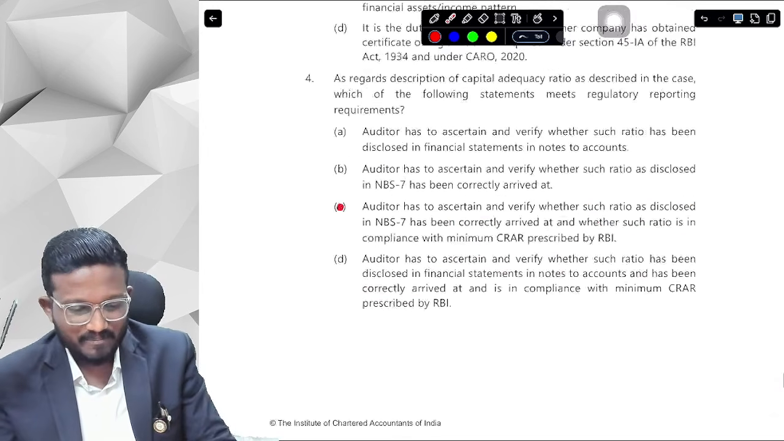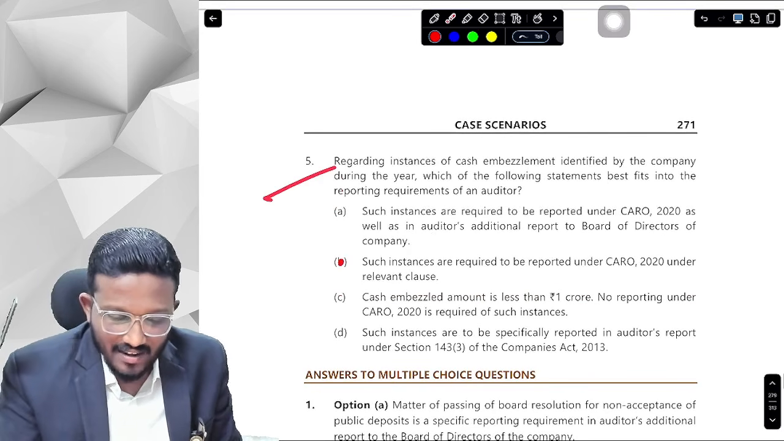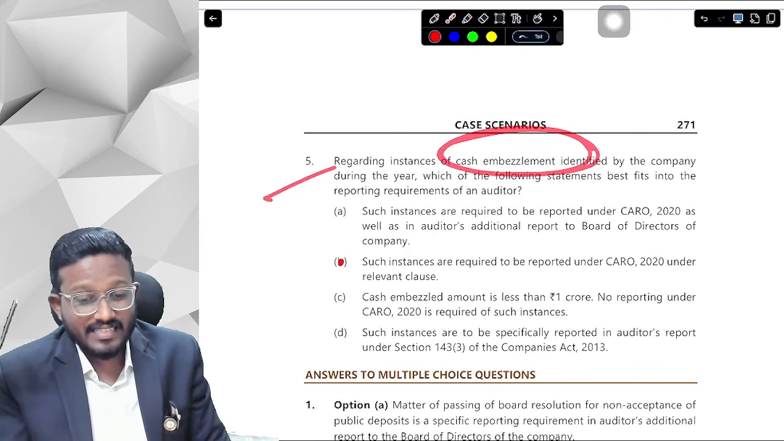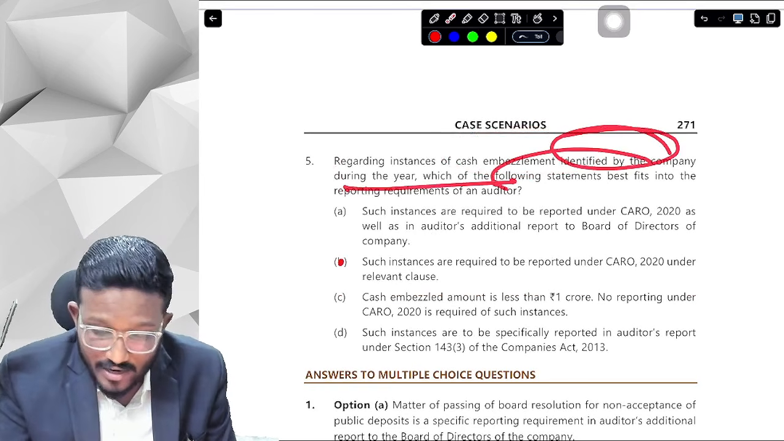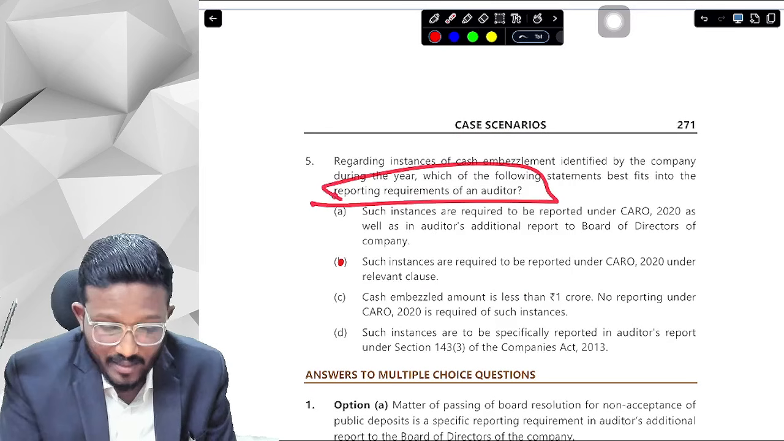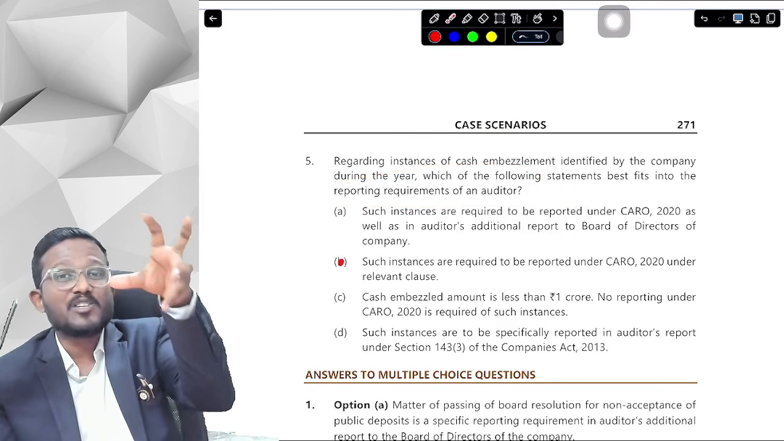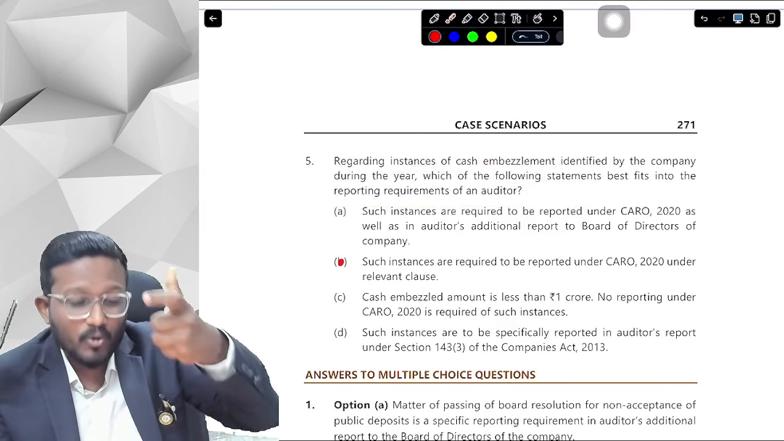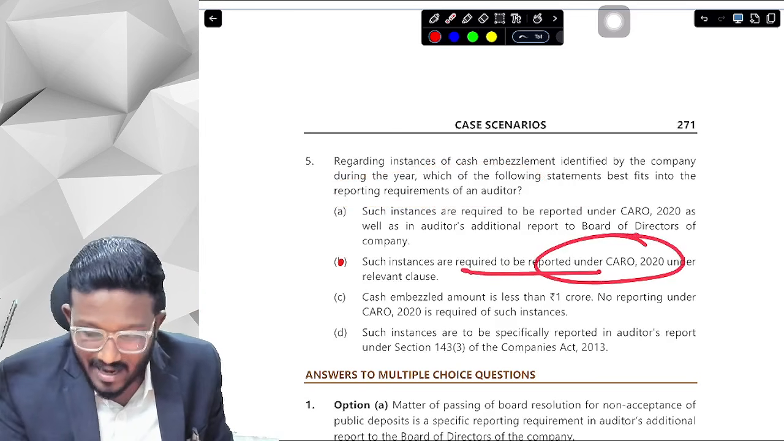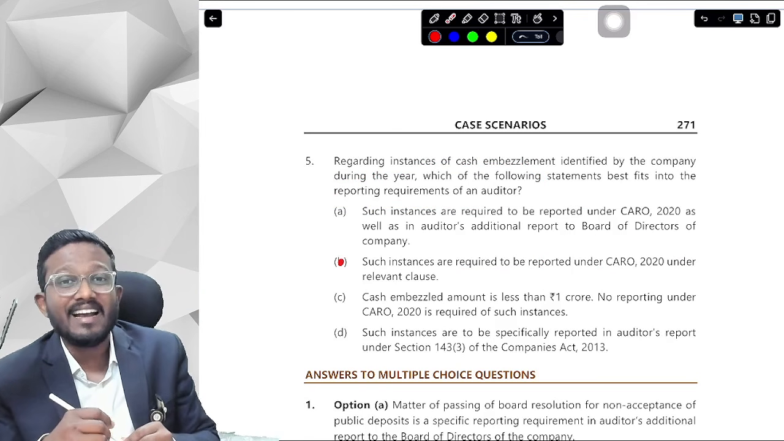Okay, yes sir. Next, the fifth question is regarding the cash embezzlement instances that we have identified during the year. Which of the following statements best fits the reporting requirement of the auditor? If there is any cash embezzlement in the company, then what do we have to do, sir? We have to report this matter under CARO 2020 regarding fraud.